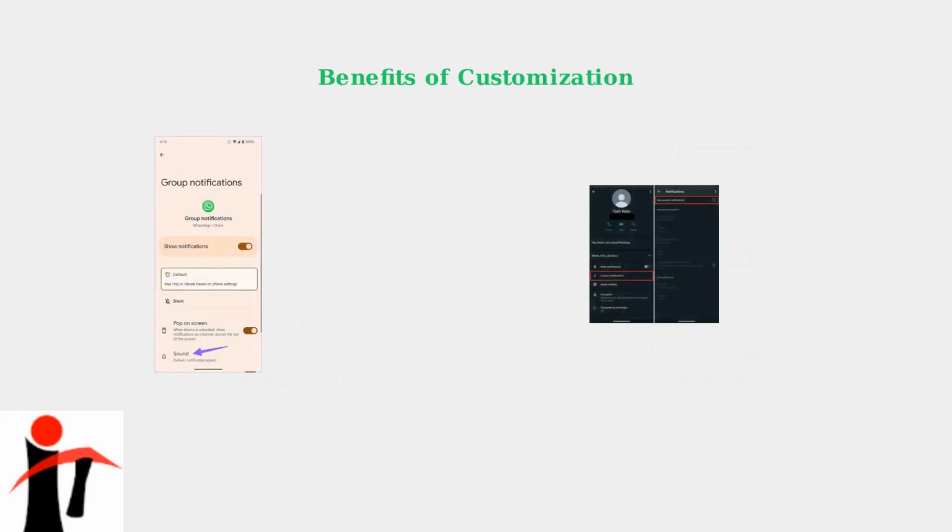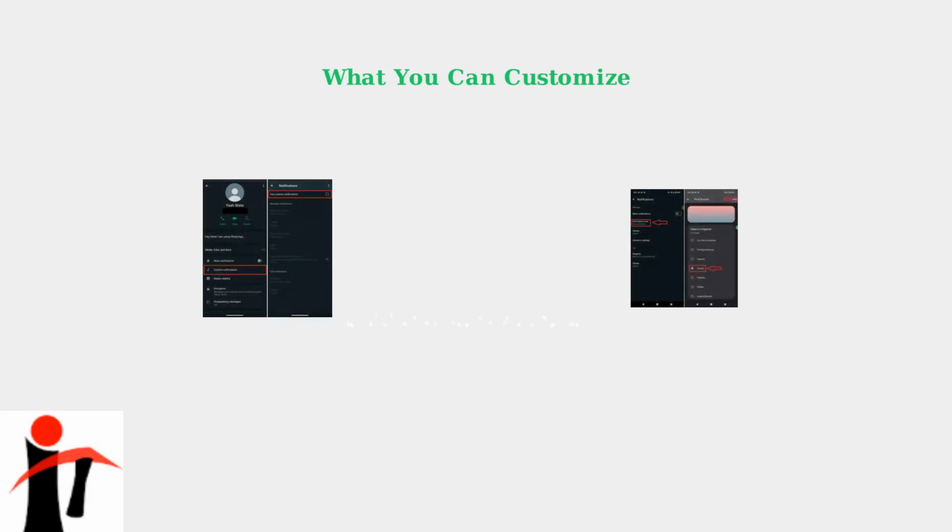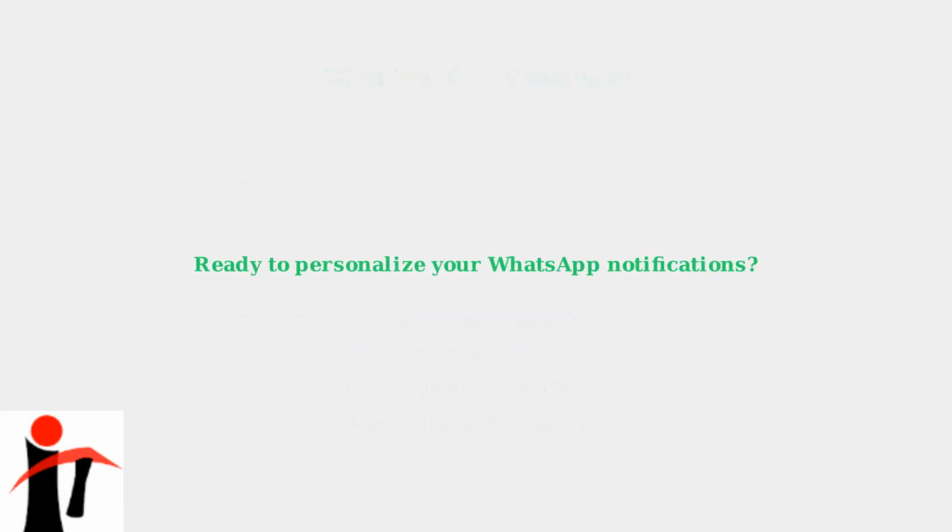Customizing notification sounds provides several key benefits. You can distinguish between different contacts, separate work from personal messages, identify priority messages quickly, and reduce overall notification fatigue. You can customize individual contact sounds, set group-specific notifications, customize call ringtones, and adjust vibration patterns. These settings help create a personalized WhatsApp experience that works best for your communication needs. With these enhanced customization options, you can create a notification system that perfectly matches your communication style and preferences.